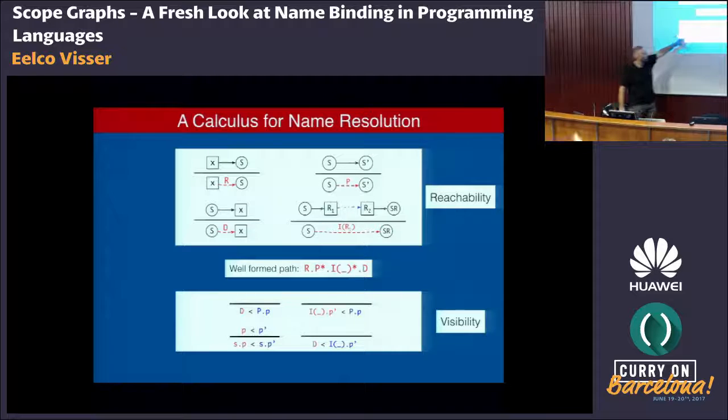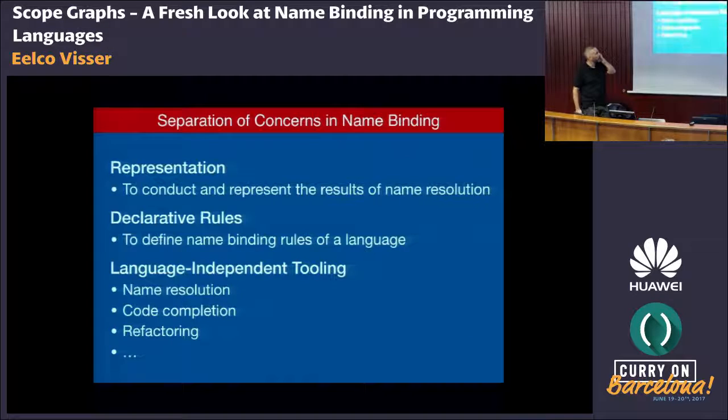And we have this notion of a specificity ordering on paths that allows us to choose between paths, and that allows us to define shadowing policies. So that's the basic idea of the resolution calculus.